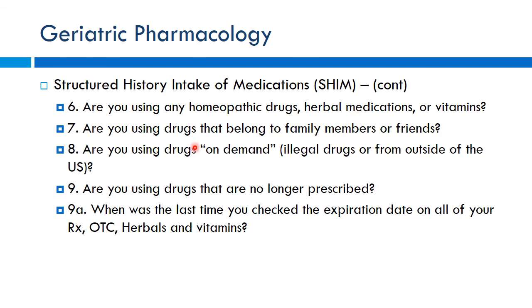Right. So ask about drugs that belong to family members or any friends, right? So again, they sometimes will share medications. They say, oh, hey, I had a UTI last month. You can have the rest of my Cipro. That way you don't have to go and see the doc, right? Those can be problematic, especially if they have any interactions they're not aware of. Ask about using drugs on demand or illegal drugs from outside of the U.S., if they're ordering stuff from Canada or if they're getting things from disreputable sources, anything like that.